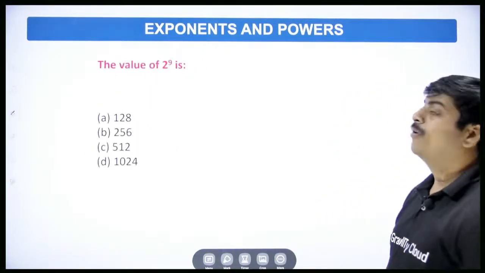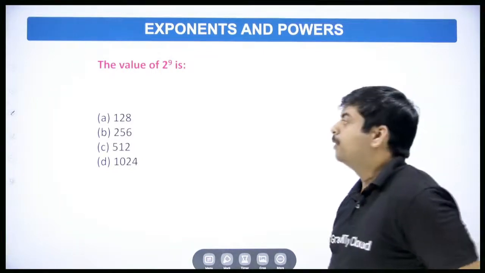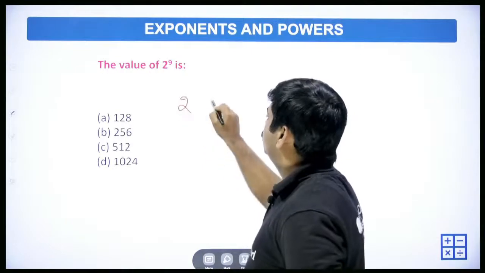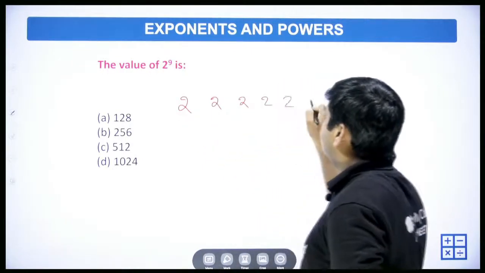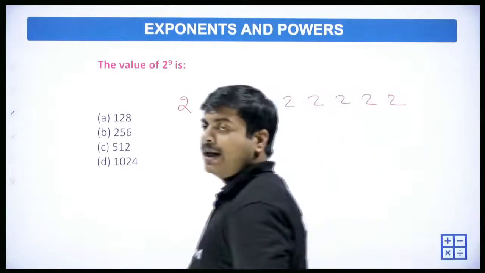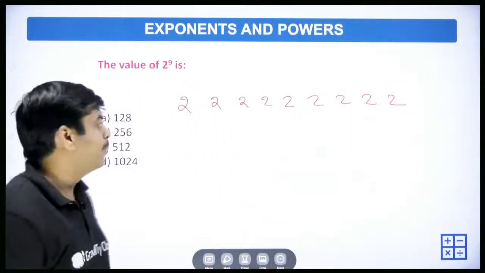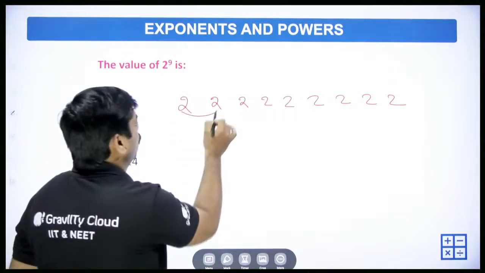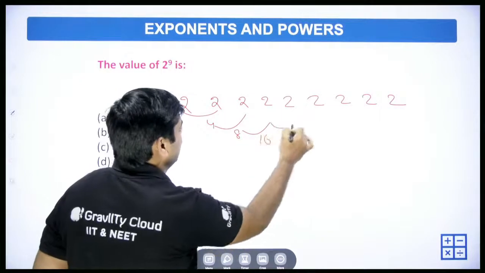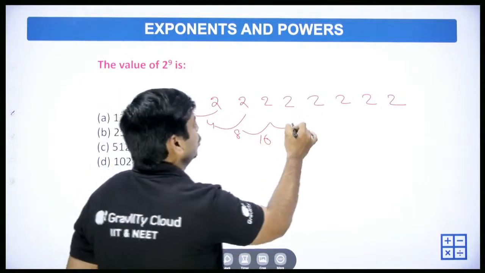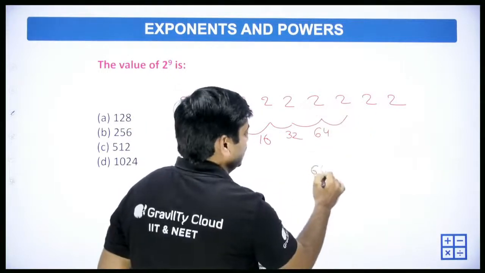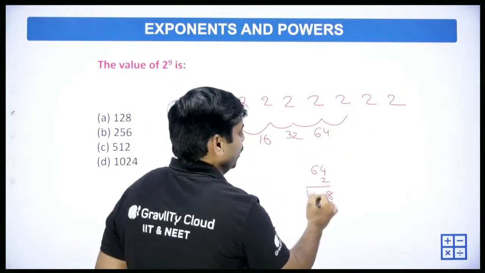The value of 2 power 9, it's very important. 2 power 9. That means we need to multiply 2, 9 times. 1, 2, 3, 4, 5, 6, 7, 8, 9 times. So let me multiply everything one by one. 2 into 2 is 4. 4 into 2 is 8. 8 2s are 16. 16 2s are 32. 32 2s are 64. 64 into 2, 4 2s are 8, 6 2s are 12, 128.